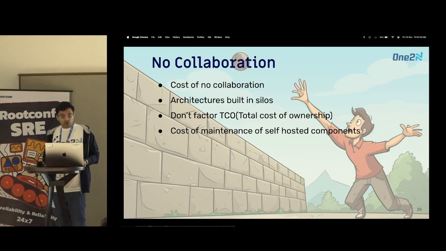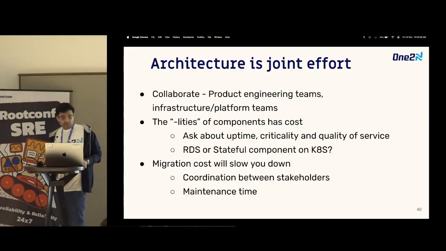No collaboration. The cost of no collaboration, where the architectures are built in silos, right? They don't really factor in the cost of ownership and the cost of maintenance of the self-hosted components. So, as I said, architecture is a collaboration, a joint effort between the product and engineering teams and your infrastructure teams. Every time, the cost of the components has to be considered. The infrastructure team should ask how much uptime you want, the criticality, the quality of service that you are really looking for.